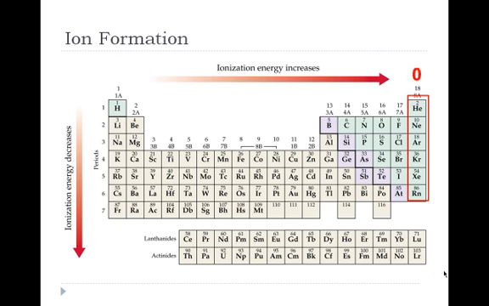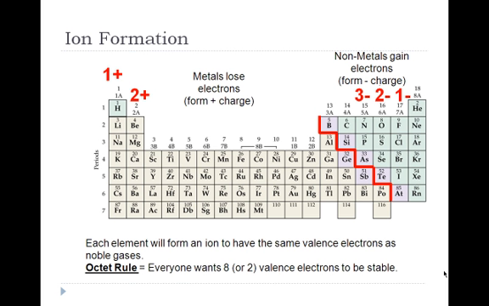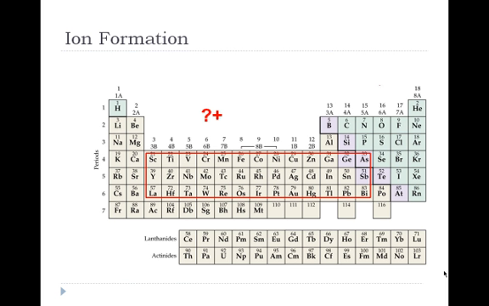This is what you learned previously about ions being formed on the periodic table. These are the trends. This is what I wanted you to draw on your periodic table: metals typically lose electrons to form a positive charge. Nonmetals typically gain electrons to form a negative charge, and that's to look like noble gases. Each element does this, and when they do it, they follow what's called the octet rule. They get 8 electrons around them because all noble gases, except for helium, have 8 valence electrons. Helium has 2, and that's why I wrote down that everyone wants 8 or 2 valence electrons to be stable.